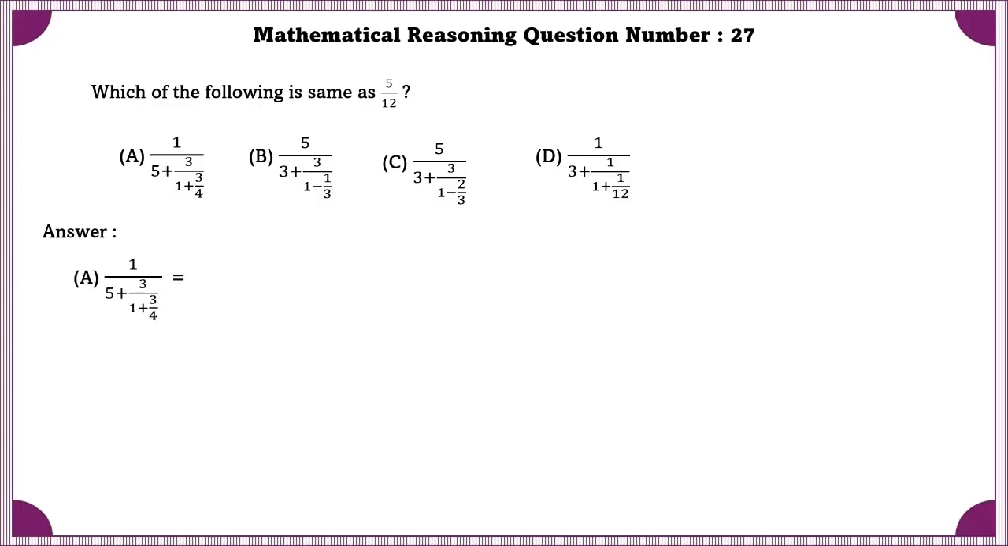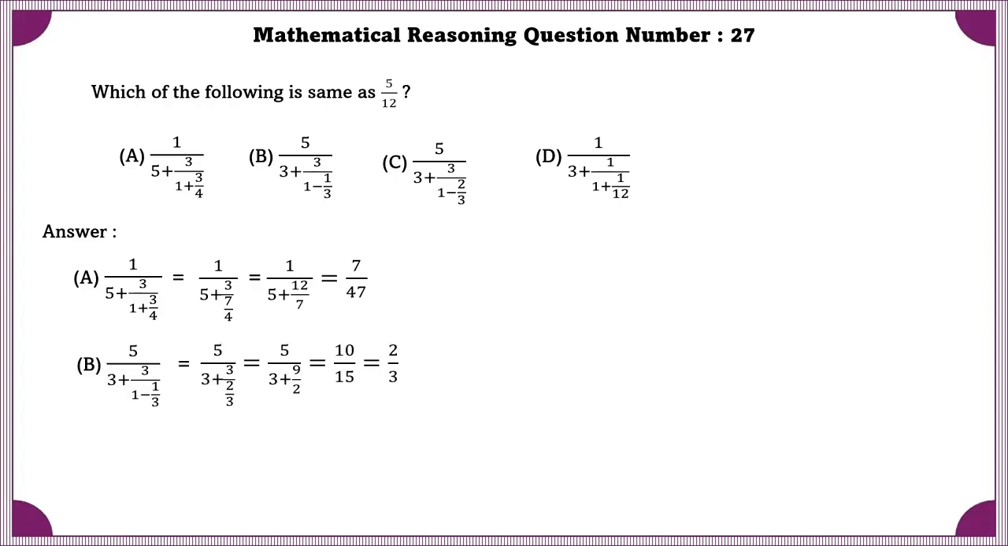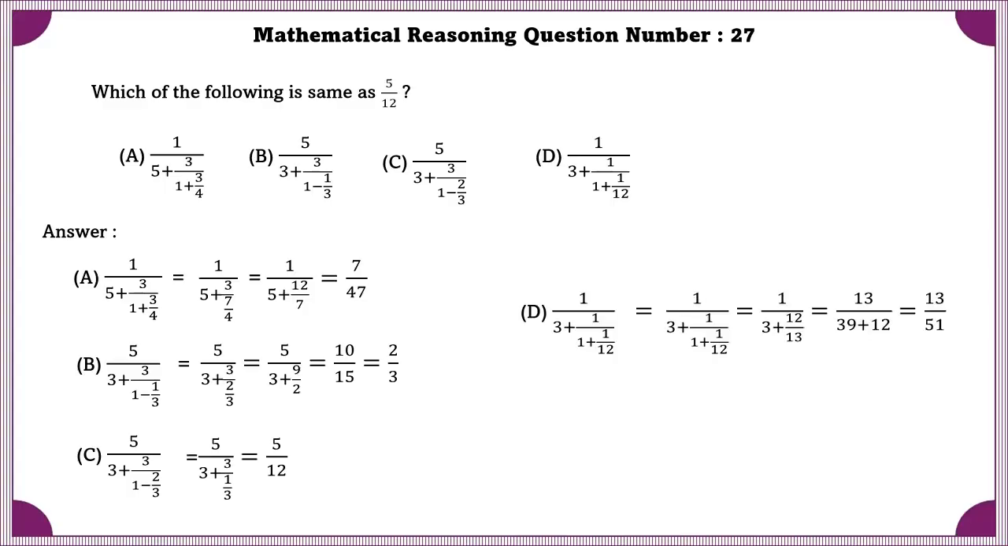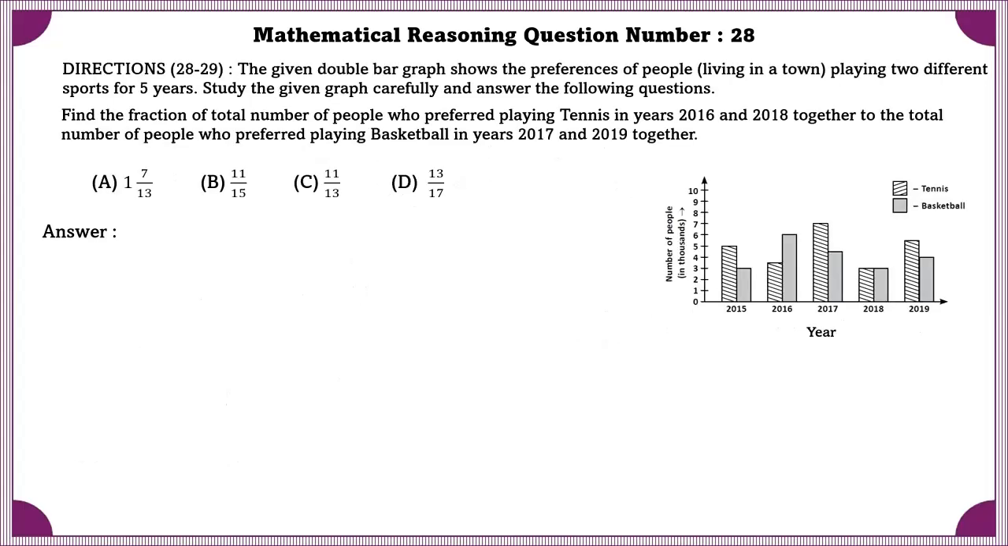First, let's simplify all the options. Option A, after simplifying, we get 7 by 47. Option B we get 2 by 3. Option C we get 5 by 12. And option D we get 13 by 51. Now the correct option, which is the same as 5 by 12, is the C option. Mathematical reasoning question number 28.